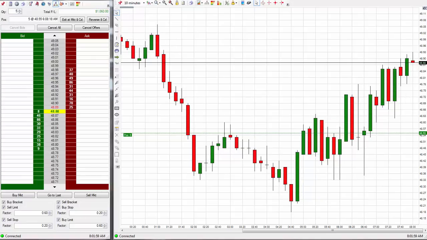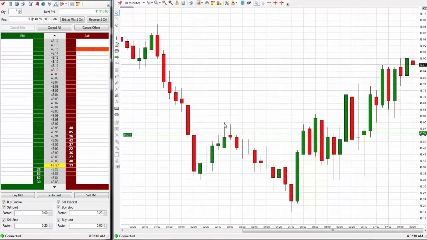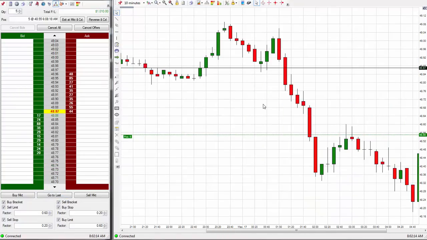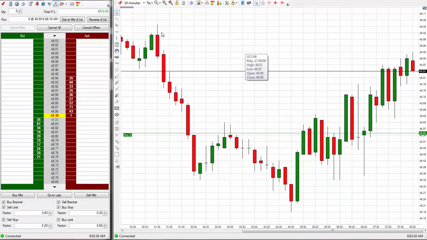By the way, just to point something out really quick, in order for this trade to make it to 49.15, it's going to have to break the high of the day. You can see the day starts off here, and the high is up here at 49.06. So 49.15 is above 49.06. So in order for it to make the 60 ticks, it has to break that high way up here.